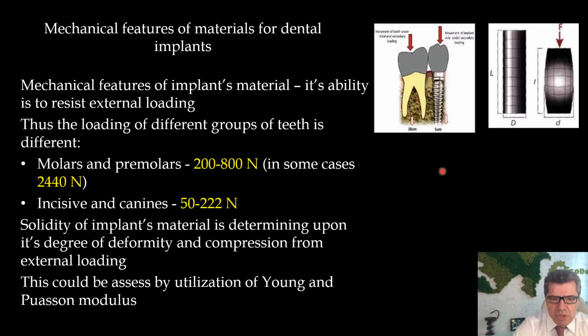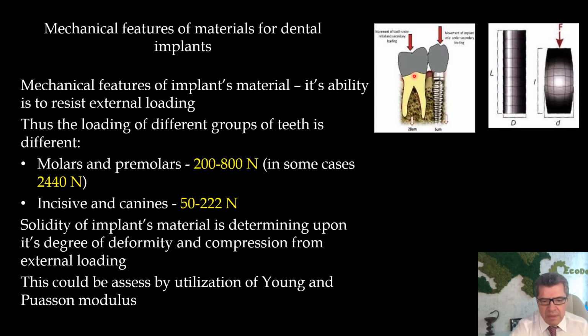The mechanical feature of the implant material is its ability to resist external loading. This loading is different for different groups of teeth. For molars and premolars it is approximately 200 to 800 Newtons. In some cases, it can increase to 2,440 Newtons. But for incisors and canines, it's only 50 to 200 Newtons.